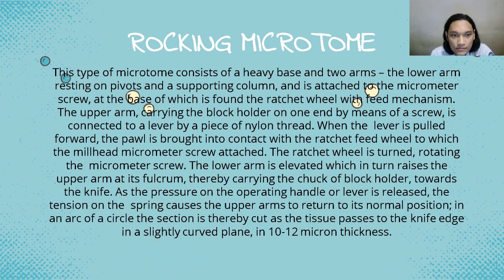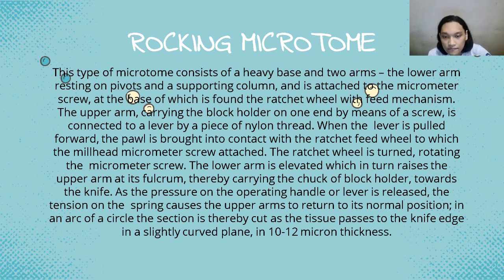This type of microtome consists of a heavy base and two arms, the lower arm resting on pivots and a supporting column, and is attached to the micrometer screw, at the base of which is found the ratchet wheel with feed mechanism. The upper arm, carrying the block holder on one end by means of a screw, is connected to a lever by a piece of nylon thread. When the lever is pulled forward, the ball is brought into contact with the ratchet feed wheel to which the micrometer screw is attached.